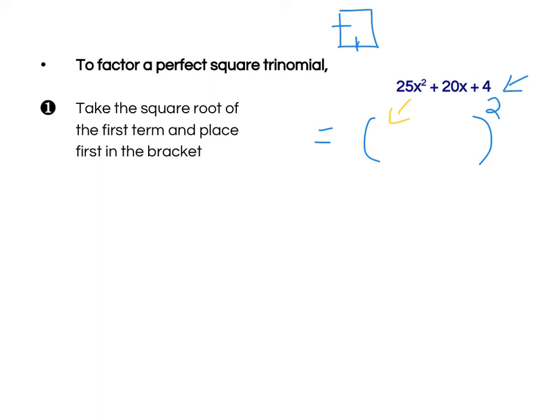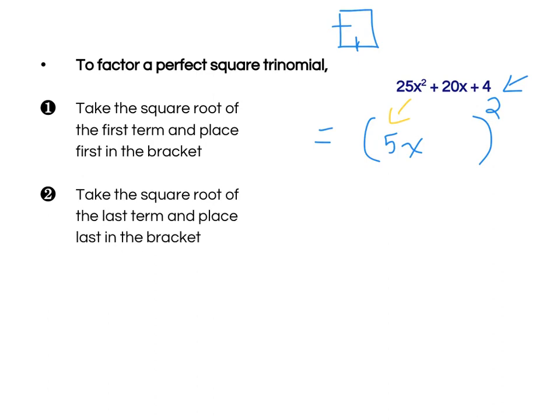And so let's do that. So the square root of 25x squared is simply 5x. Let's look at rule number 2. Rule number 2 is take the square root of the last term and place it last in the bracket. So I'm going to take the square root of 4, which we just saw was 2, and place it in the bracket. There we go.